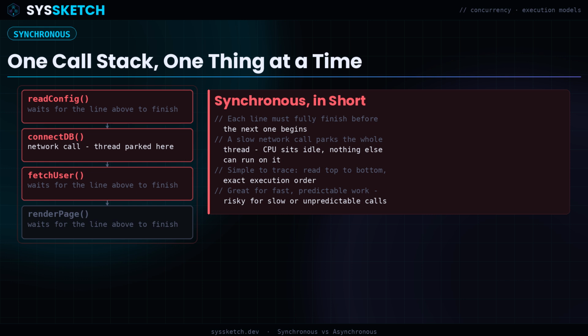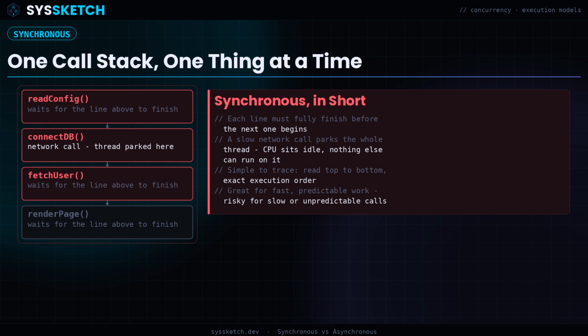This is simple to reason about. Code executes top to bottom in the exact order it's written, so debugging usually means reading straight down the stack trace. That simplicity is real value. For short, predictable operations like adding two numbers or reading a small in-memory array, synchronous code is both fast and easy to trust. The problems start when an operation's duration is unpredictable, a slow database, a flaky API, a large file. Then that one blocking call can stall everything behind it.